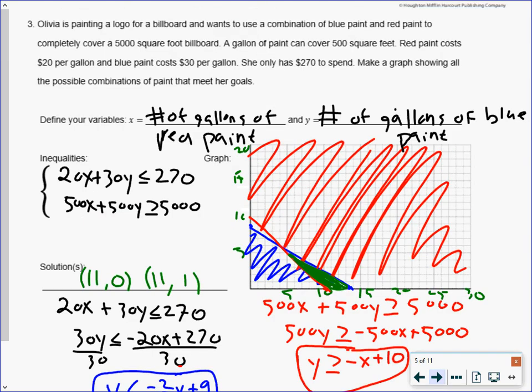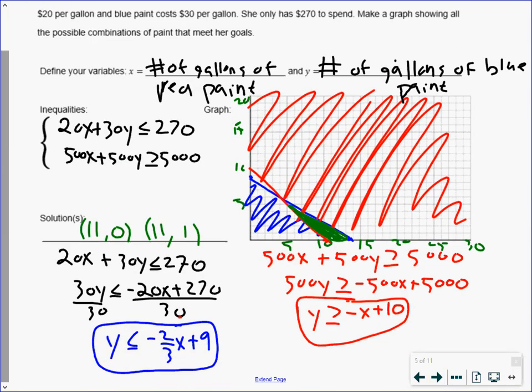So this is the answer to number 3. I made my x be equal to the number of gallons of red paint that Olivia has, and my y the number of gallons of blue paint that she has. The inequalities I got were 20x plus 30y has to be less than or equal to 270, since she can't spend more than $270. That's her limit. And 500x plus 500y has to be greater than or equal to 5,000.